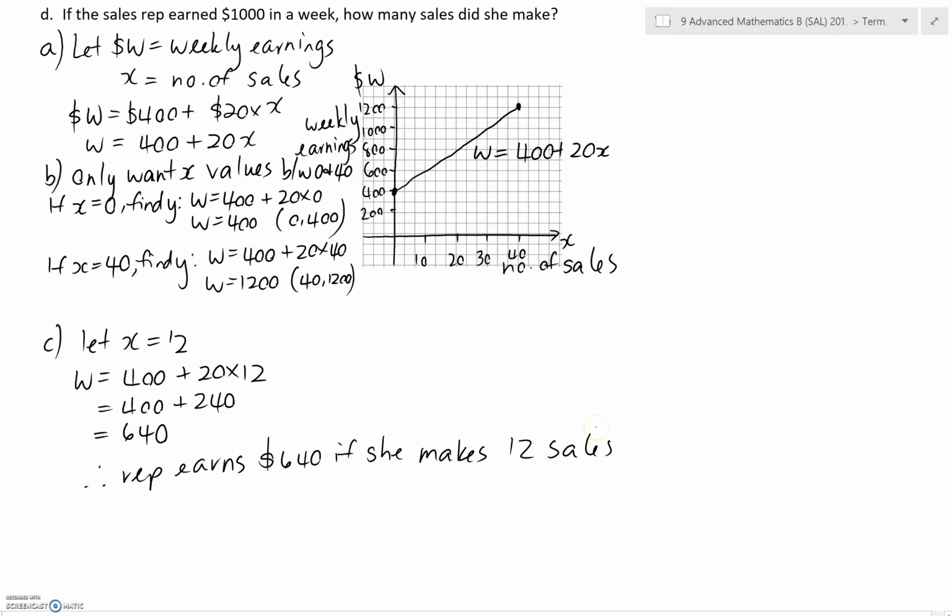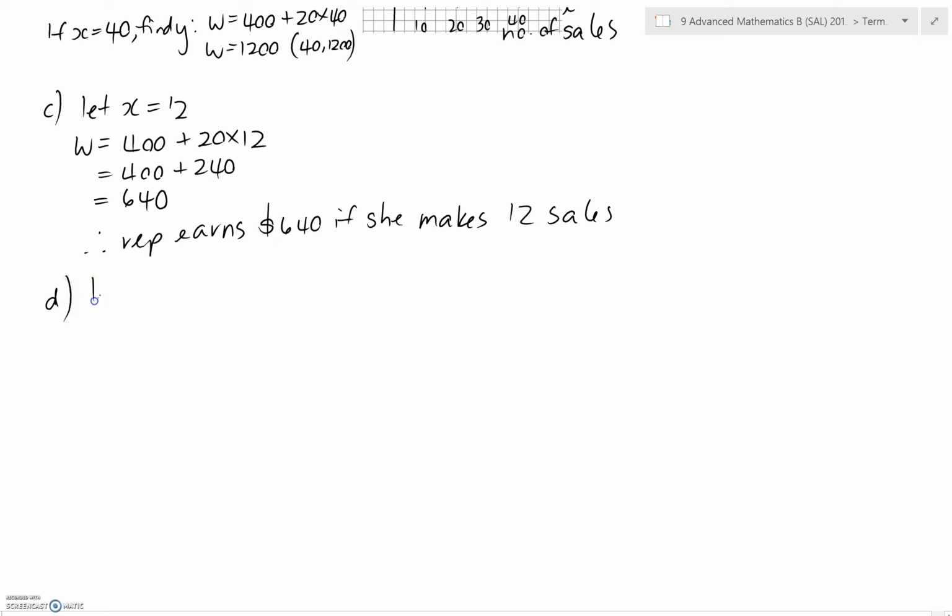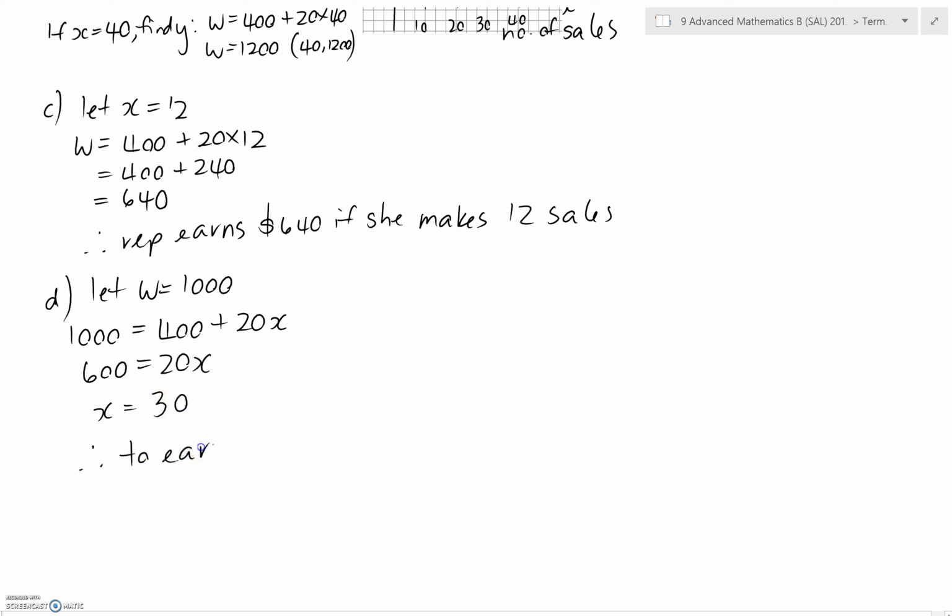And the last one says, if the rep earned $1,000 in a week, how many sales did she make? So again, substitute it in. We're just going to substitute in for W this time. So let W equal 1,000. So that's going to be 1,000 equals 400 plus 20x, 600 equals 20x. X, of course, is 600 divided by 20, which is 30. Therefore, to earn $1,000, the sales rep made 30 sales. And it's literally as simple as that.